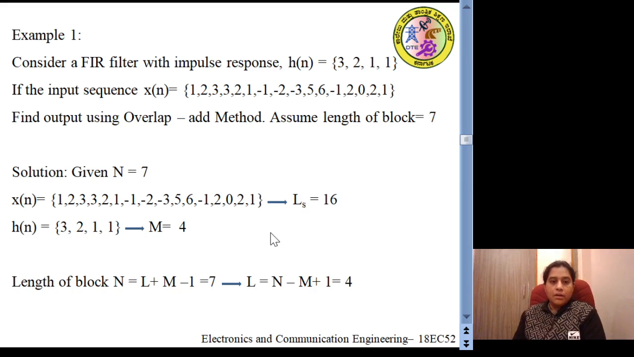Here the problem statement says, consider a FIR filter with impulse response h of n equal to 3, 2, 1 and 1. If the input sequence x of n is equal to 1, 2, 3, 3, 2, 1, minus 1, minus 2, minus 3, 5, 6, minus 1, 2, 0, 2, 1, find the output using the overlap add method. Assume the length of the block is equal to 7.